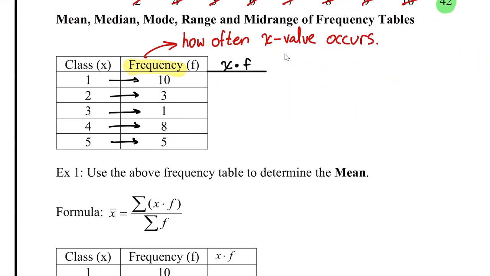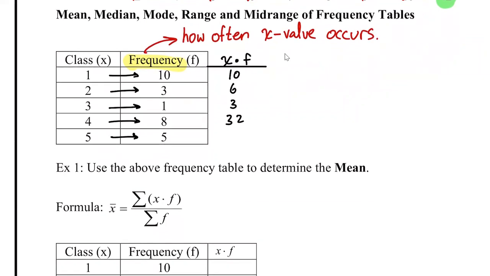So 1 by 10 is going to give me 10. 2 by 3 is going to give me 6. 3 by 1 is 3. 4 by 8 is 32. And 5 by 5 is 25.